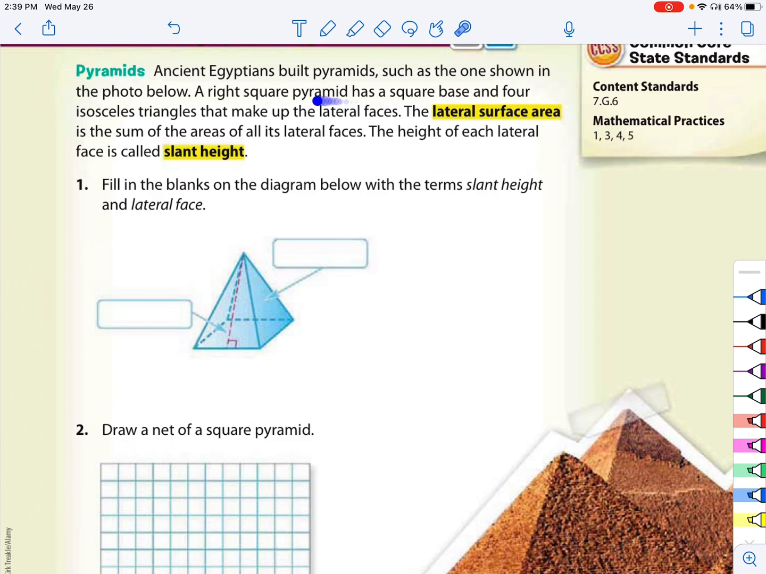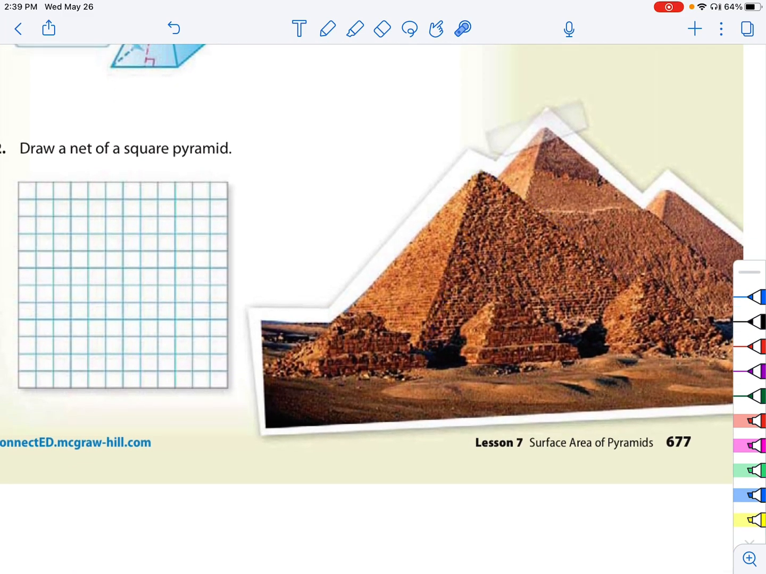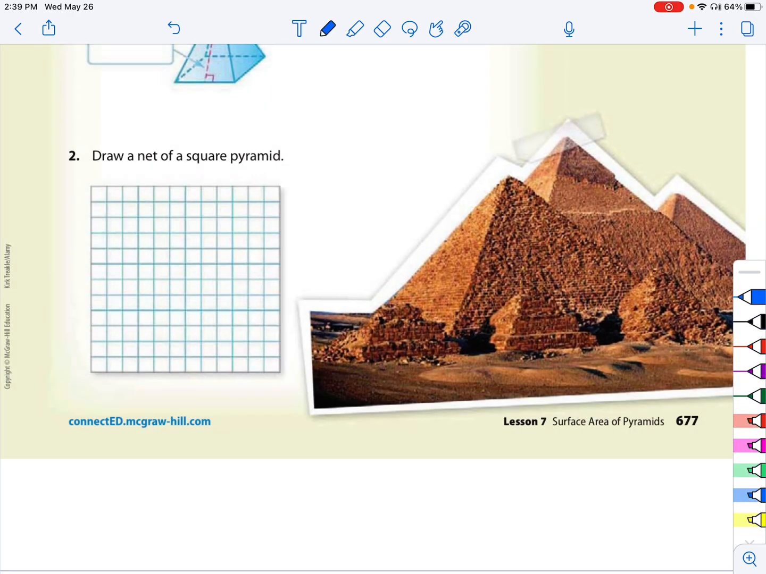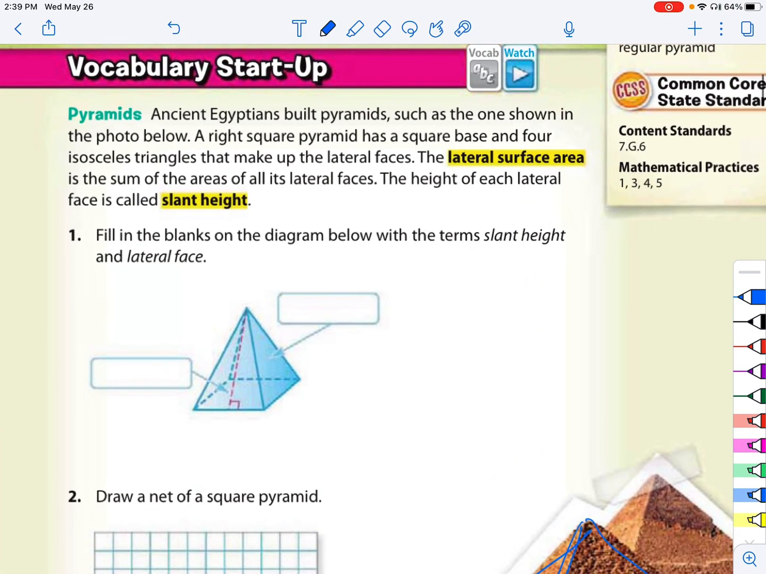A right square pyramid has a square base and four isosceles triangles that make up the lateral faces. If you look at this pyramid right here, for example, it will have a square base. We can't readily see the square base, but it's right under there. And it will have four triangles that surround it. So use your imagination on that one. It will have four isosceles triangles, meaning two sides are congruent, that make up the lateral faces.